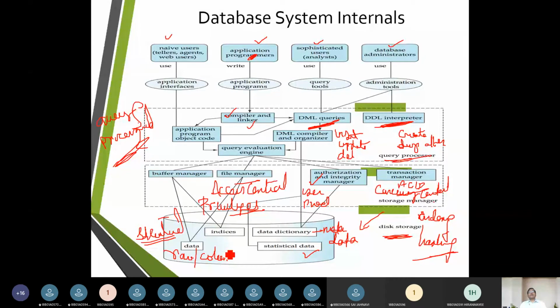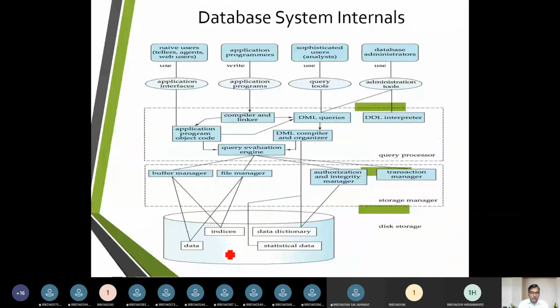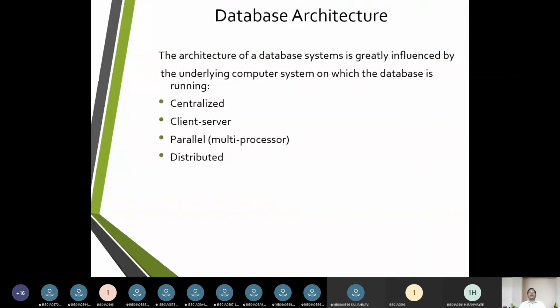So database architecture can work with a centralized architecture, which we call a bottleneck architecture. The entire control is spread at a single point. We have single point control over the database here.